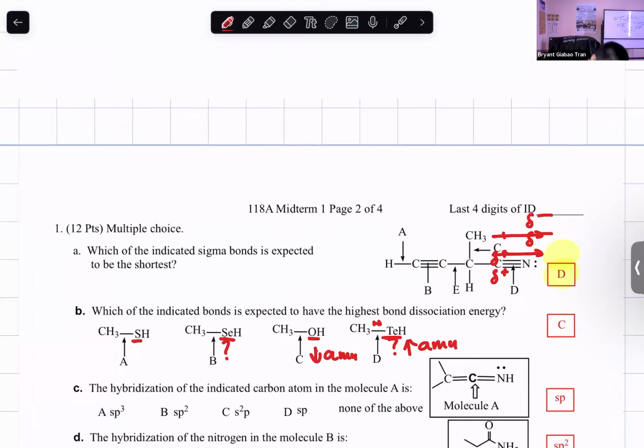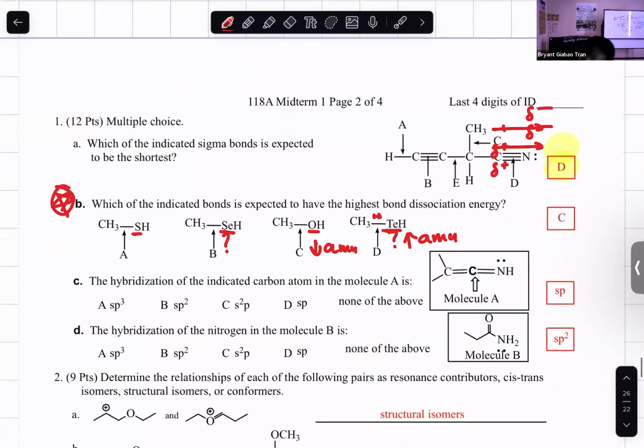I'll get back to you on this question in tomorrow's office hours. I'll have an explanation for it tomorrow. I'm going to start on it, and I'll explain it to you tomorrow in office hours. Okay, thank you.